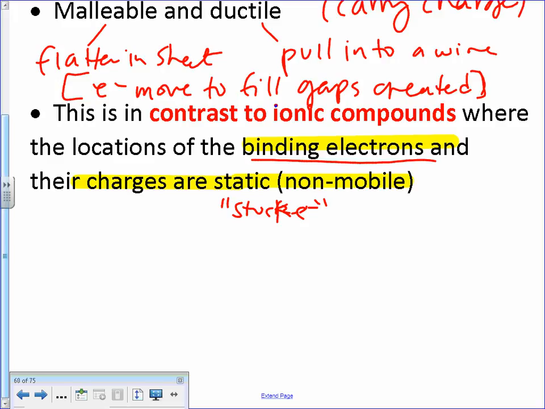All right, so you've got metallic, ionic, and covalent. You feel good about the properties of those? Shake your heads, people. Yes, thank you.